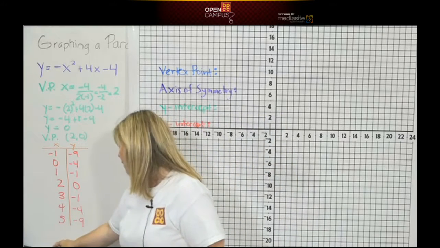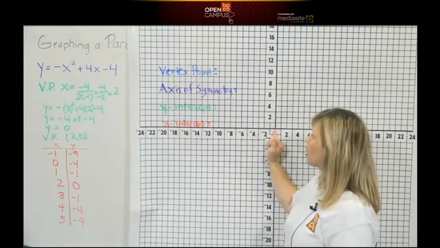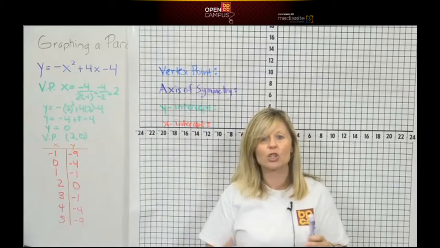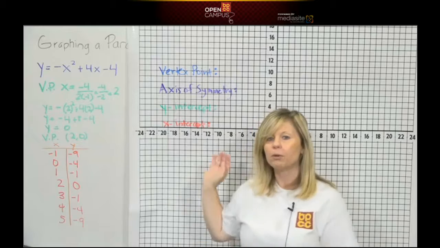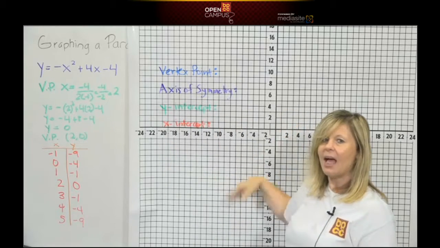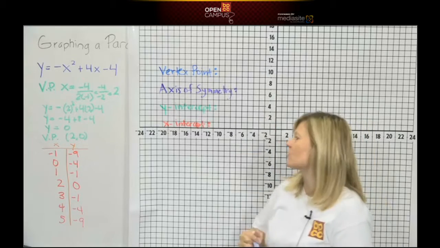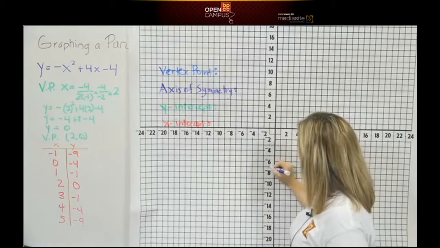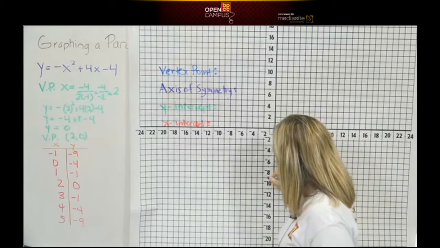So we're going to plot our points. To plot points, you always start at the origin. Whether the points are positive or negative gives you the direction you're going to move. Remember, when you plot a point, you move either right or left first, the x-axis, and then you move up or down the y-axis. So (-1, -9) means move to the left 1, down to -9.